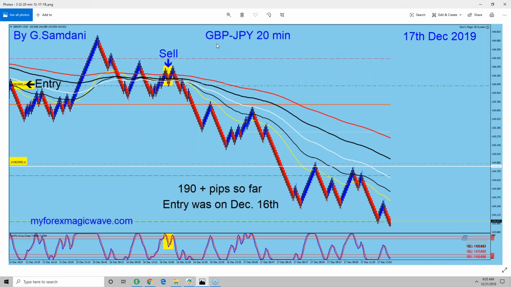So on the 17th, you can see again, it's pound yen, the 20 minute, 190 pip. Again, pound was dropping big time, was getting weaker, and all pound pairs went down. Okay, so that's what it is. And this pair also has a big daily range. Everybody calls this pair the dragon or something, right?